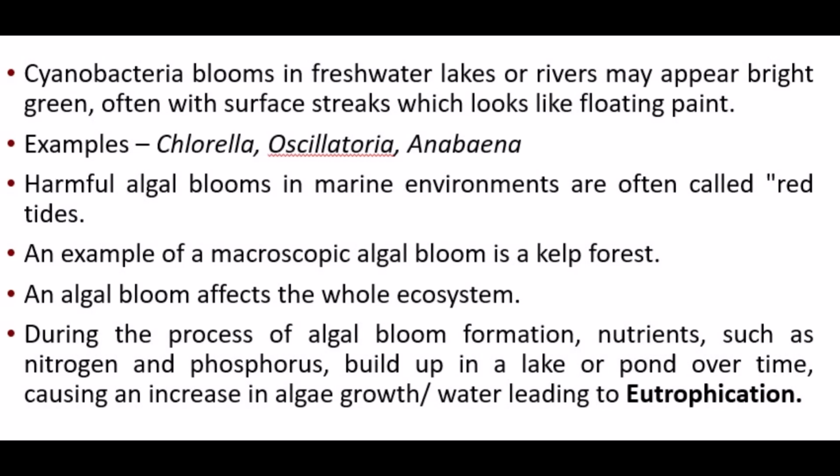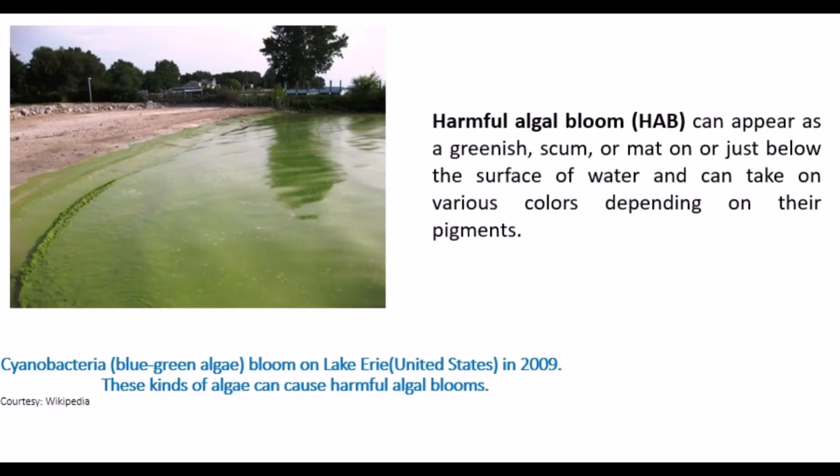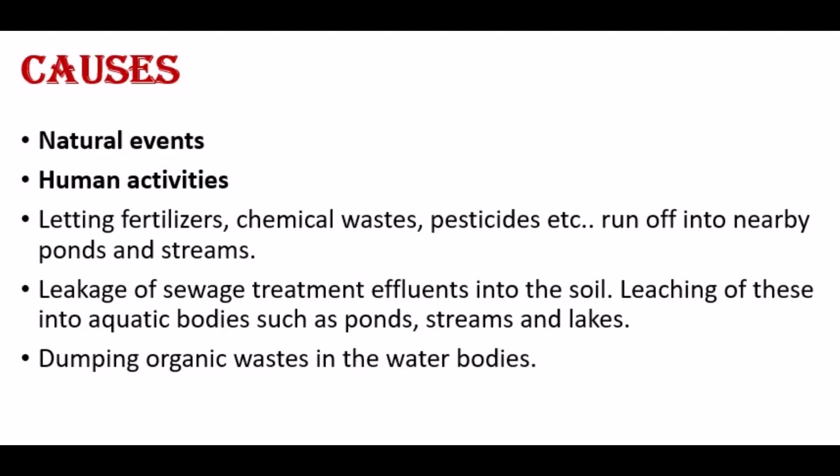Harmful algal blooms, otherwise called HAB, can appear as greenish scum or mat just below the surface of water and can take on various colors depending on their pigments.